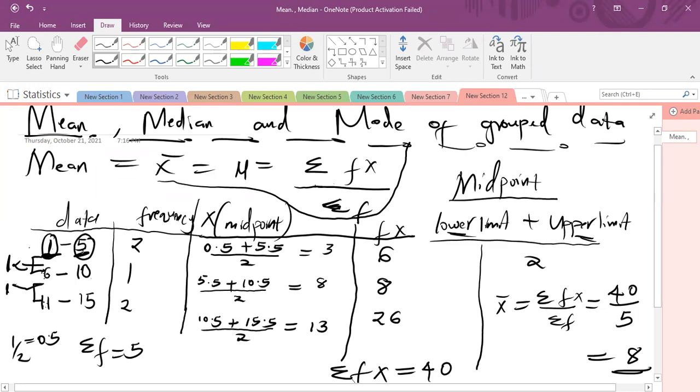The 0.5, you get it from looking at this and this. The difference between 5 and 6 is 1. 10 and 11 is 1. Moving from one group to another, there's a difference of 1. So that 1 is what you take and divide by 2 in order for you to know what you're subtracting or adding to get your lower or upper limit. I hope that is clear, Mpule.